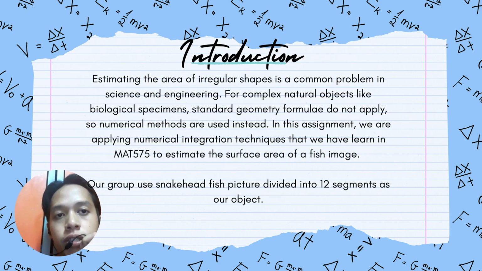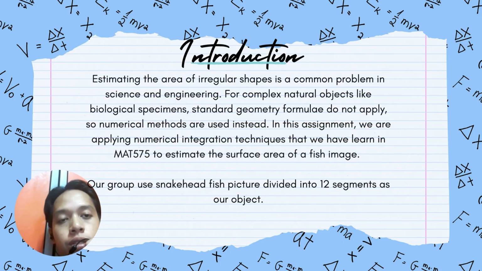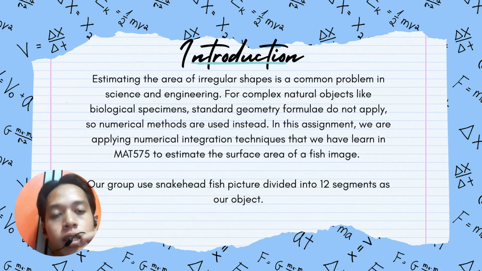Estimating the area of irregular shapes is a common problem in science and engineering. For complex natural objects like biological specimens, which are living things, a standard geometry formula does not apply to them. So numerical methods are used instead. In our assignment, we are applying numerical integration techniques that we have learned in our class, MAT 575, to estimate the area of an image that we have selected from the internet.